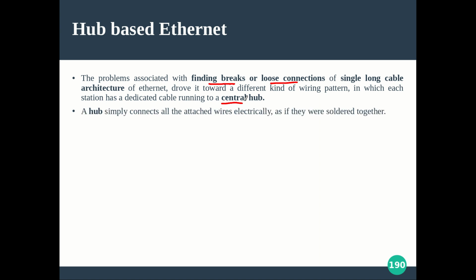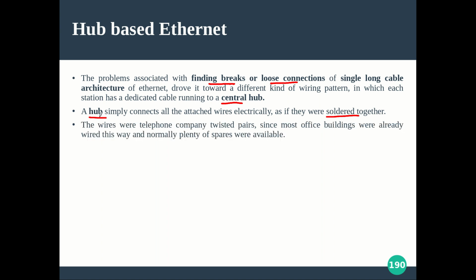So what is a hub? A hub simply connects all the attached wires electrically as if they were soldered together. So we get the feel that everything is soldered together, and in that way the hub acts as a central shared point. The wires were telephone company twisted pairs, of course. Using twisted pairs, the connections are made from the device to the hub. Since most office buildings were already wired this way, and normally plenty of spares were available, it was easy for them to shift to this kind of topology in the initial phase.